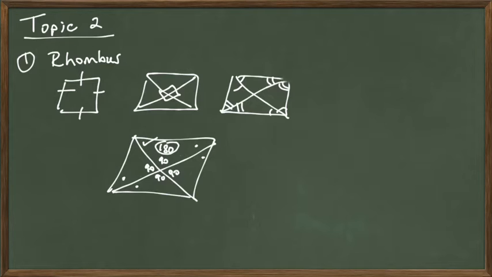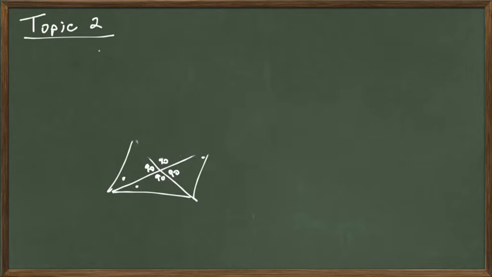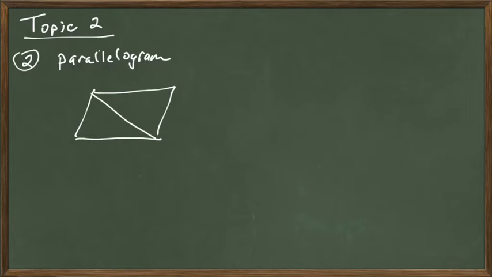Let me erase all that. All right, question number 2. We're told it's a parallelogram. So you got to know all your things about a parallelogram. They gave you information about the diagonals on this. So one special thing about a parallelogram is that diagonals bisect each other.